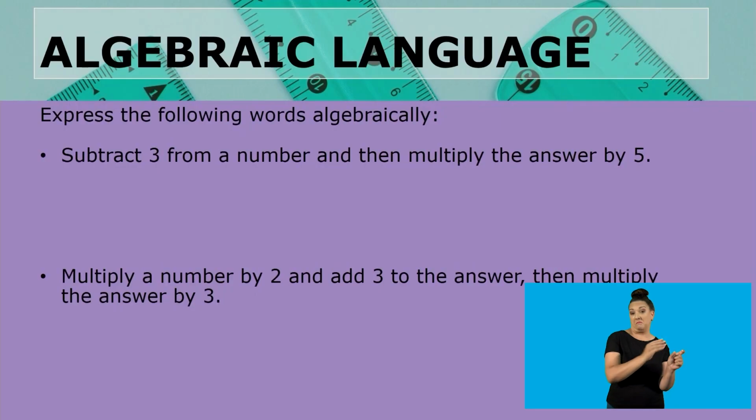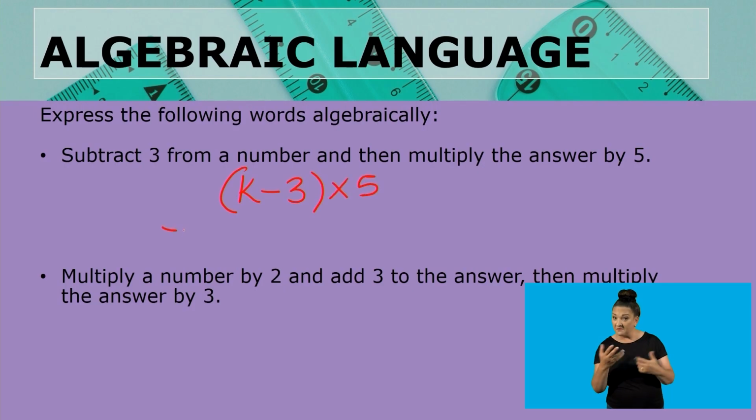What letter do you want to use? Let's use K, if we may. So we are going to subtract 3 from K. And then whatever answer we have there, we are going to multiply by 5. And again, as I've shown you in the previous one, we can represent this as 5 multiplied by (K minus 3). You can see there we are still subtracting 3 from a certain number, and then whatever answer we get from that, we are going to multiply by 5.